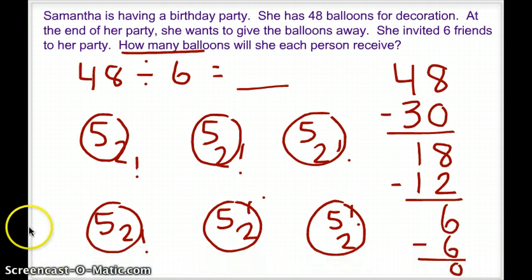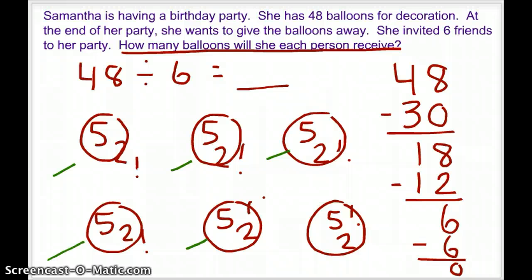Now I just need to draw attention to how many balloons will each person receive. If each of these circles represents a person, I just need to add up how many balloons I put in each group. So 5 plus 2 is 7. 7 plus 1 is 8. That means that each of these 6 people get 8 balloons to take home from Samantha's party.